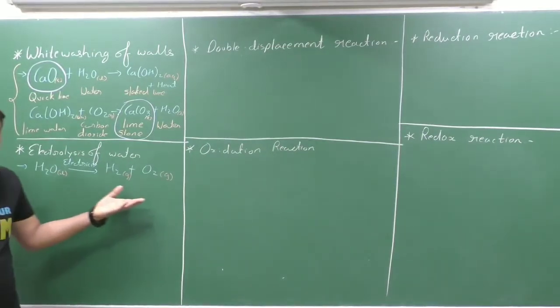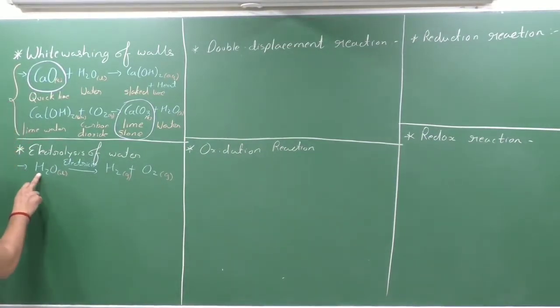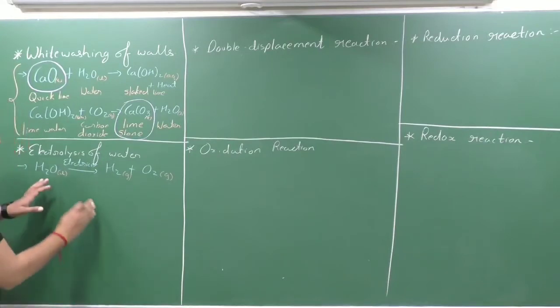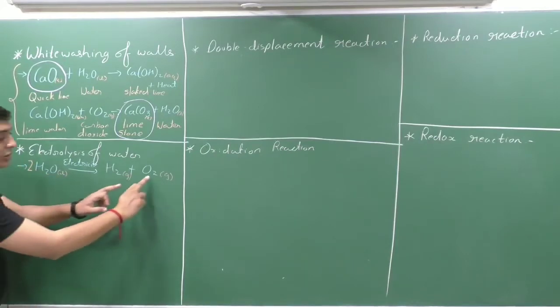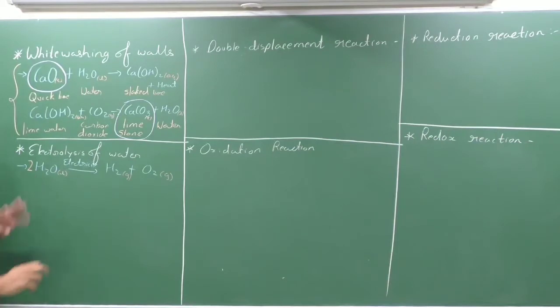Now is this equation already balanced? 2 hydrogen, 1 oxygen, 2 oxygen. So no, it is not balanced. The number of oxygen atoms is unbalanced. Here there is 1 oxygen, here there are 2 oxygen. So we put 2 in front of H2O. So now there are 2 oxygen, but hydrogen is 4. So now we put 2 in front of H2 to balance hydrogen. So now it is a balanced chemical equation.